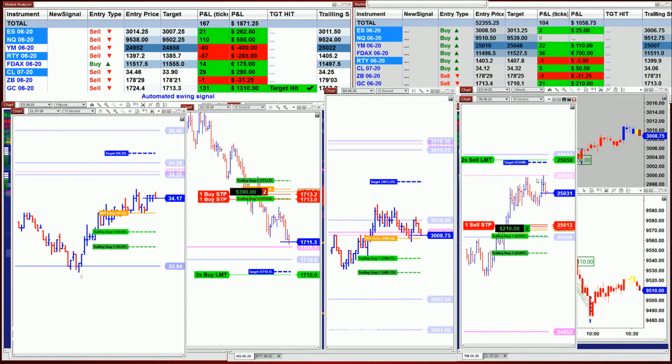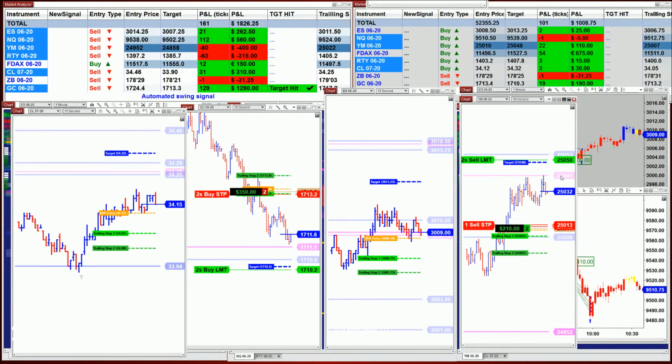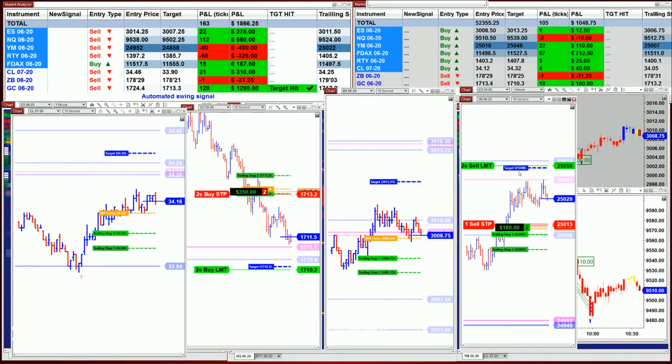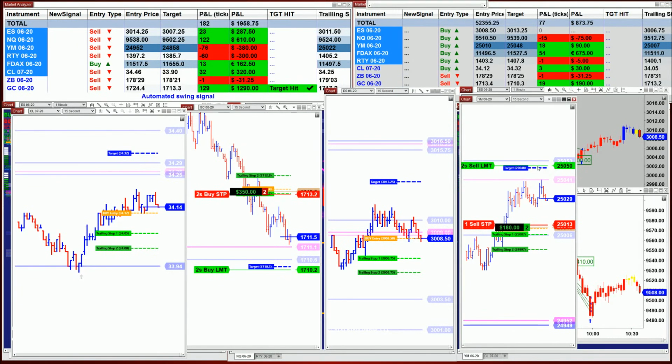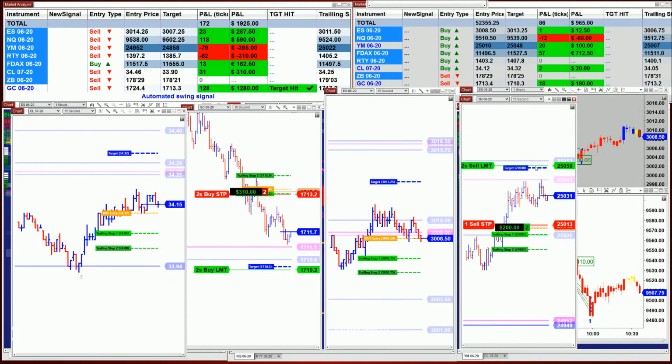So if we look at the YM 25041, it is a resistance. Take it or leave it. In another word, cash in, or you want to go to the target. However, if this market starts trending and breaks that number, and the market is trending, the auto trade is going to go ahead and extend the target for you.